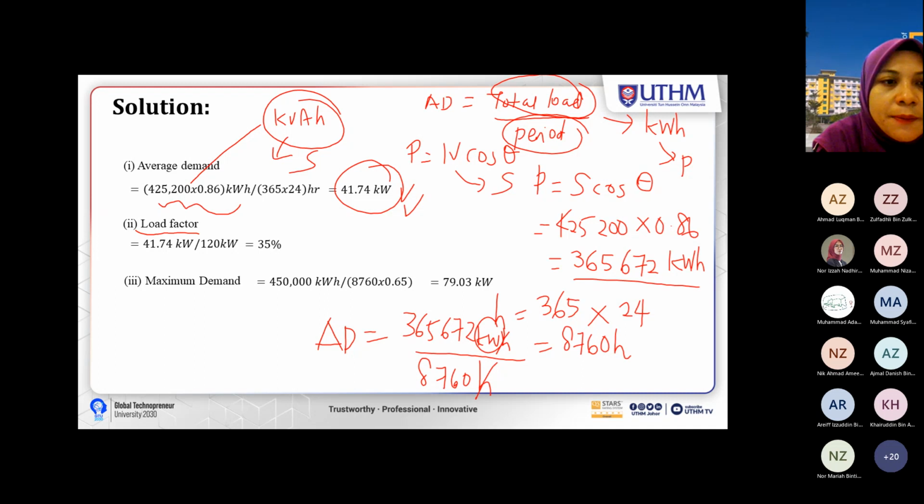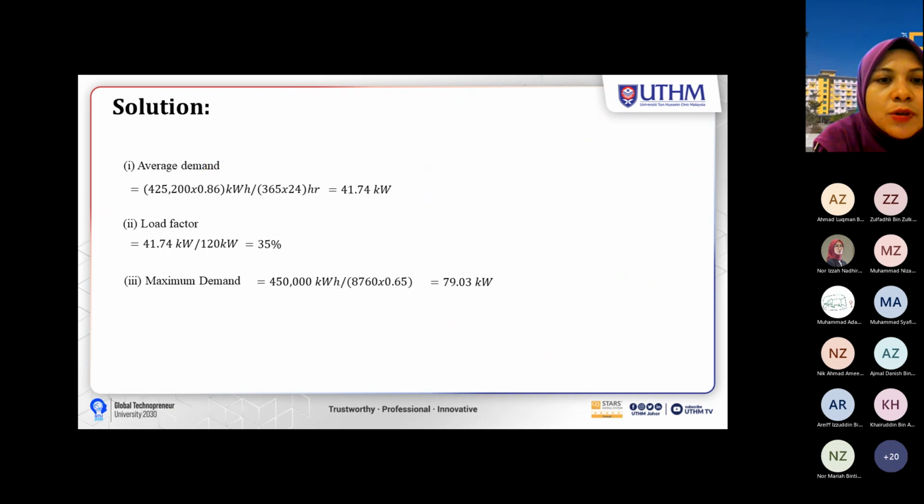Load factor rumusnya apa? Apa rumus load factor? Cepat. Siapa boleh jawab? Tadi dah tunjuk dah rumus tu kat depan. Saja nak suruh awak jangan tidur ni.